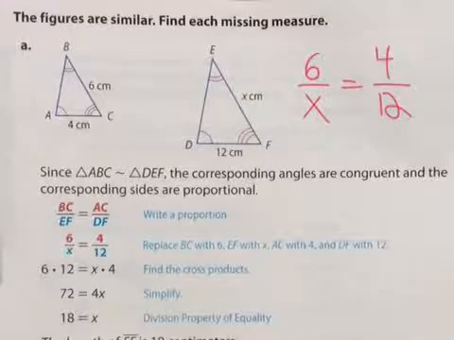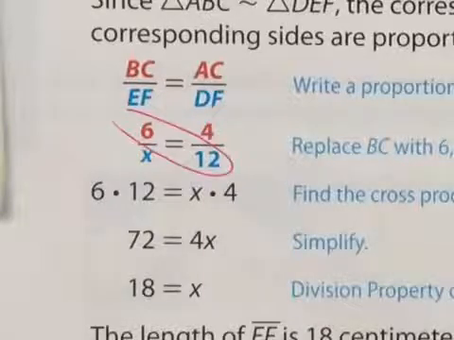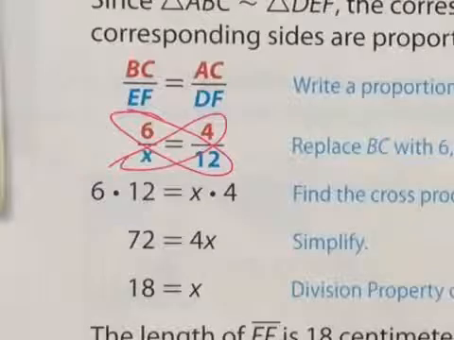Okay, and here's what I just explained. Side BC over EF, because this is one triangle, this is the other triangle, and side AC is corresponding to DF. We fill in the numbers that we know. We don't know this one, so we're looking for it. Now, when I say cross product, what I meant was you multiply these two numbers and you multiply these two numbers, as you can see here.